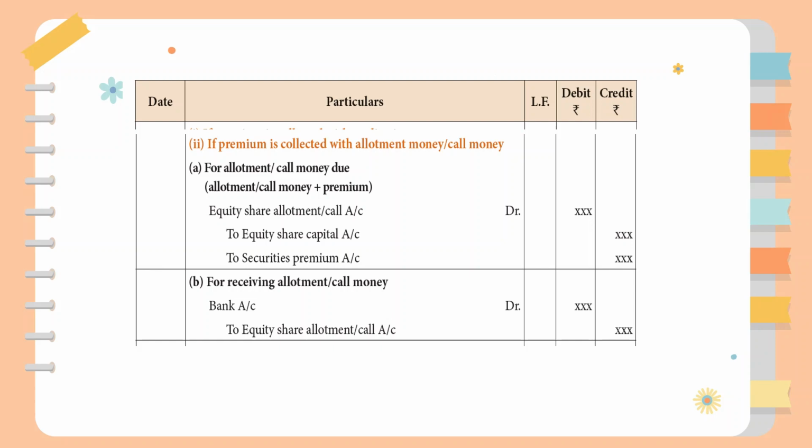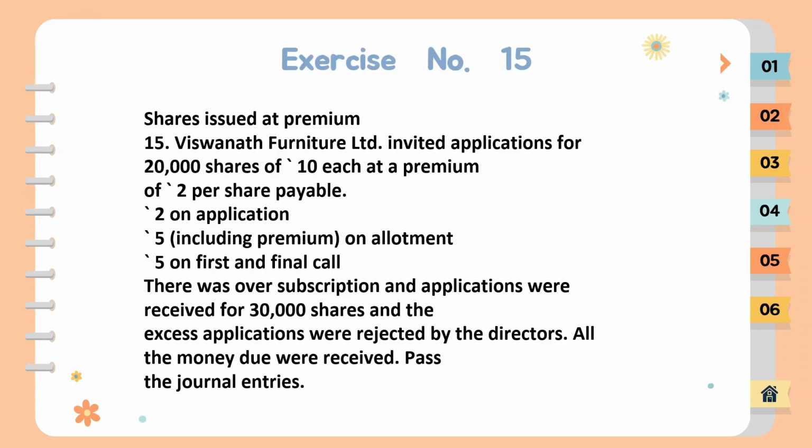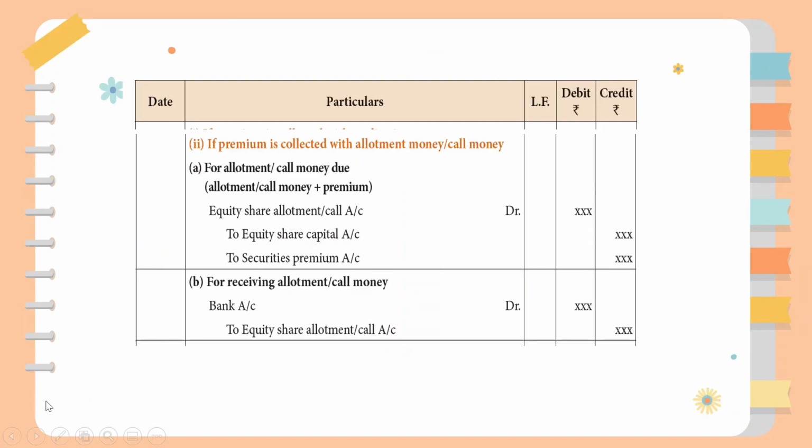If it is collected in the allotment stage, what you should do is you should add the allotment money. Suppose if it is collected on the call money, that call money plus premium amount will come in the first equity share allotment. And then to equity share capital, only the allotment money will be transferred, and to securities premium, only the premium amount will be shown here. And bank entry totally you have to show.